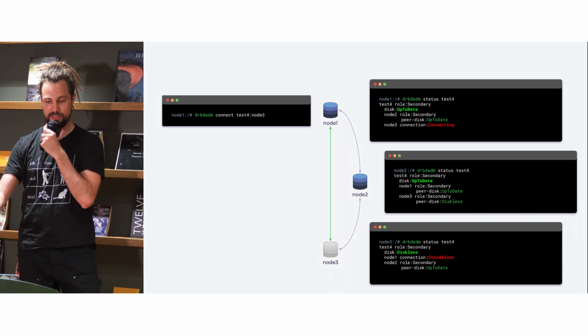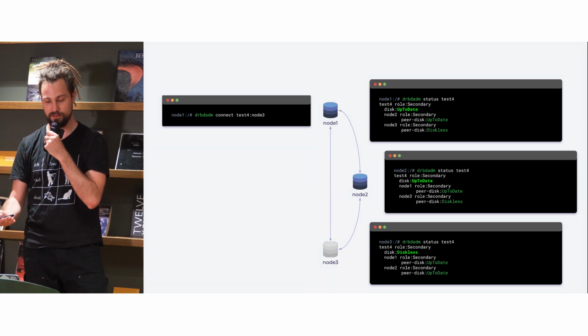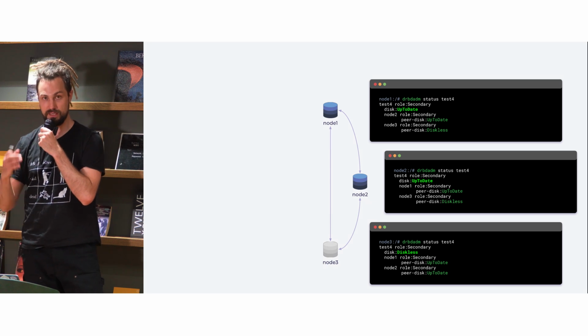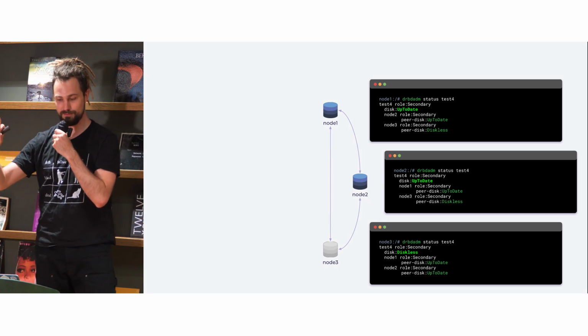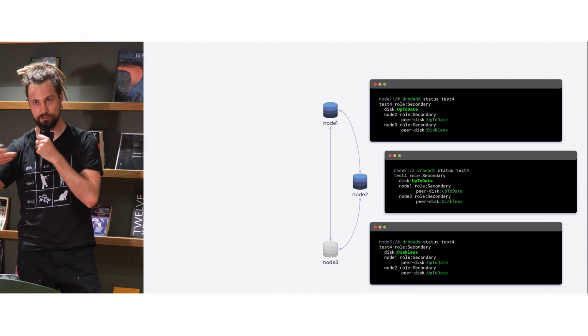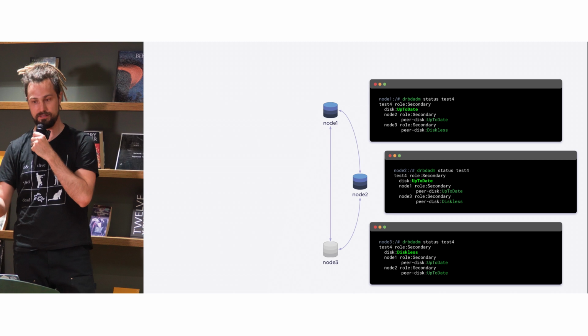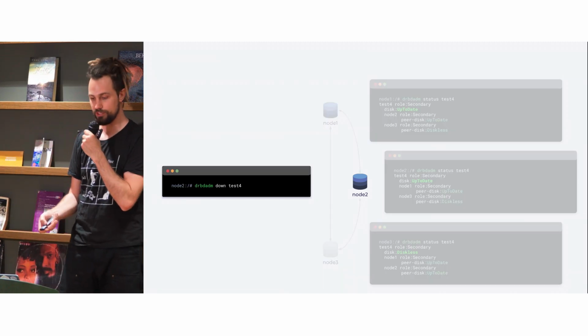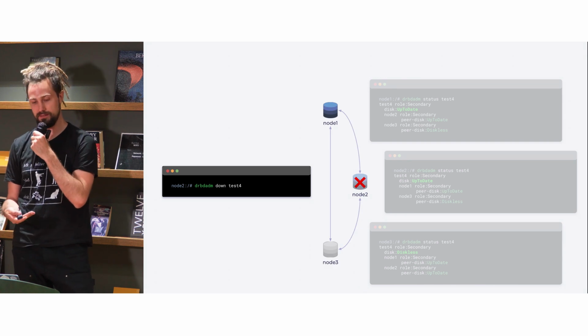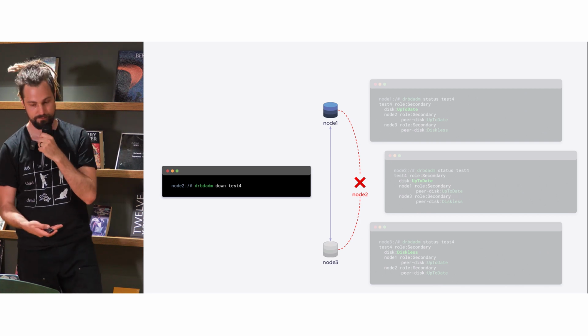If you run DRBD status, you will see that a weird state is called standalone. That means that the node says, please don't touch me, I don't want to talk with you. The other nodes will have the state connecting, because they will continue trying to reach out to node 1, since they still have it in their configuration. To recover from this situation, we run DRBD connect, and the nodes will see each other again.